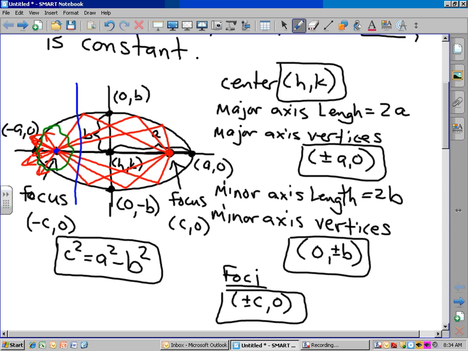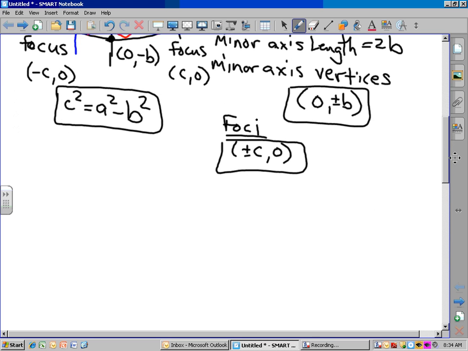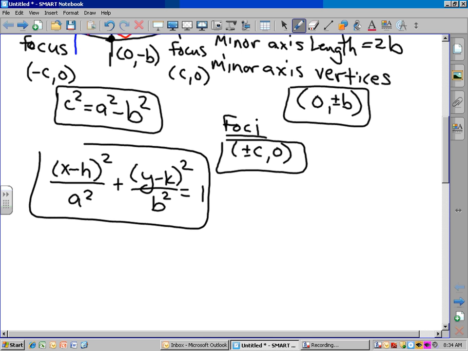Okay, so that's the one. That's the horizontal major axis. So the major axis in this case would have been the x-axis. What's the equation? We did all of that drawing, and we don't even have an equation. The equation of that is going to be x minus h squared over a squared plus y minus k squared over b squared equals 1. That's the equation for an ellipse where the major axis length is horizontal. The longer side is the horizontal.